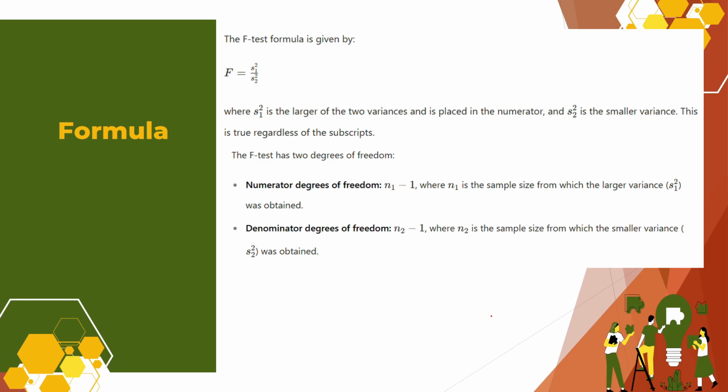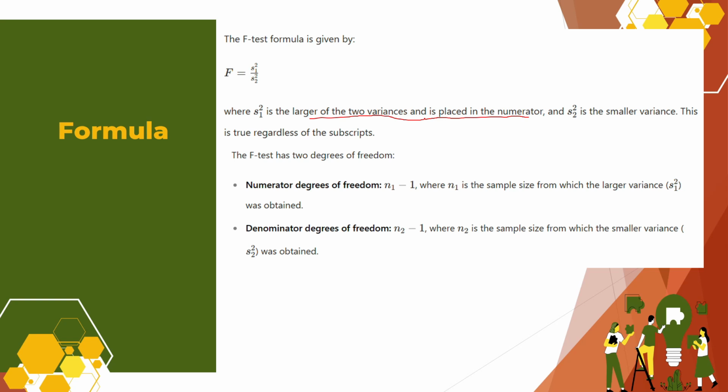The F test formula is given by F equals sample variance 1 over sample variance 2, where s squared 1, variance 1, is the larger of the two variances and is placed in the numerator. Take note, the larger of the two variances is placed in the numerator, and variance 2 is the smaller variance. This is true regardless of the subscripts.